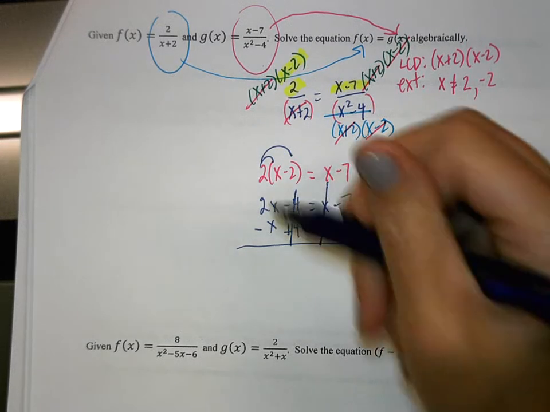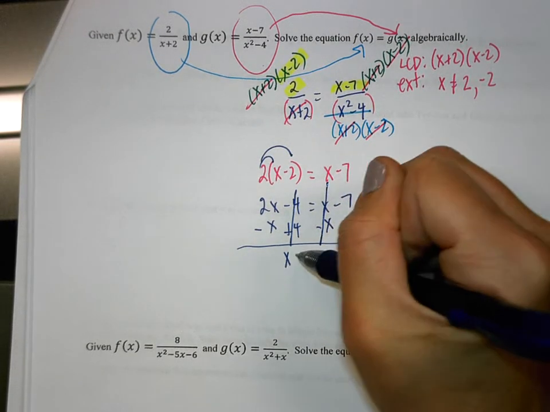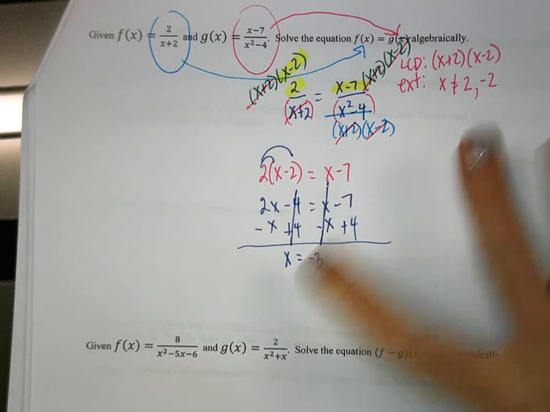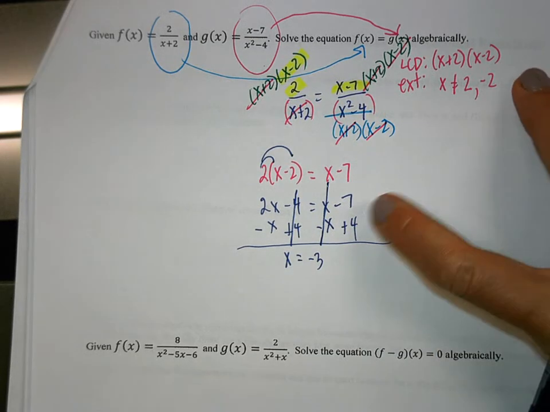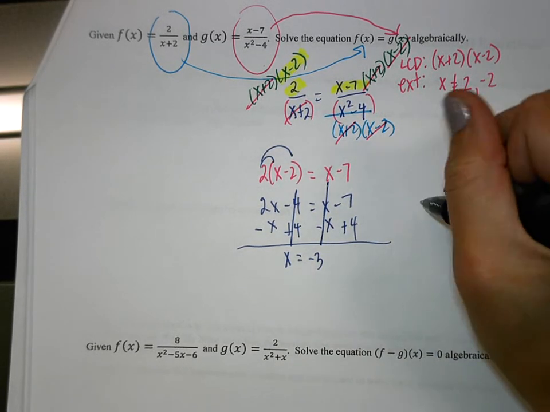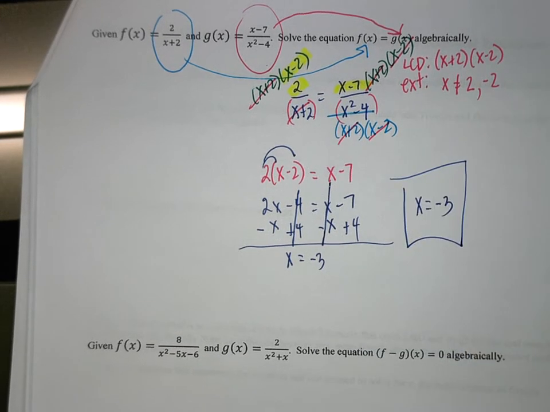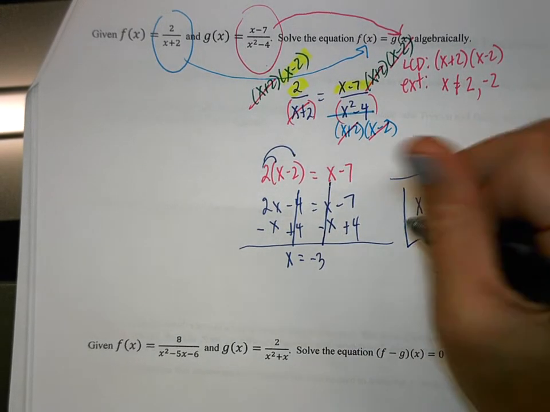So I have my numbers on one side, my letters on the other. 2x minus x is? Negative 7 plus 4 is? Does this match an extraneous solution? No. And so my answer is just x equals negative 3. And it is one solution. Very good.